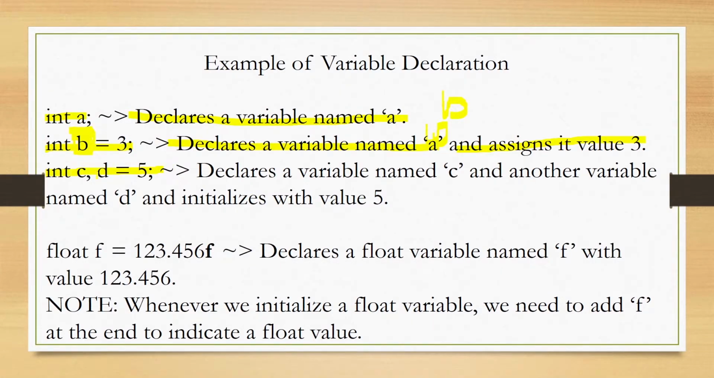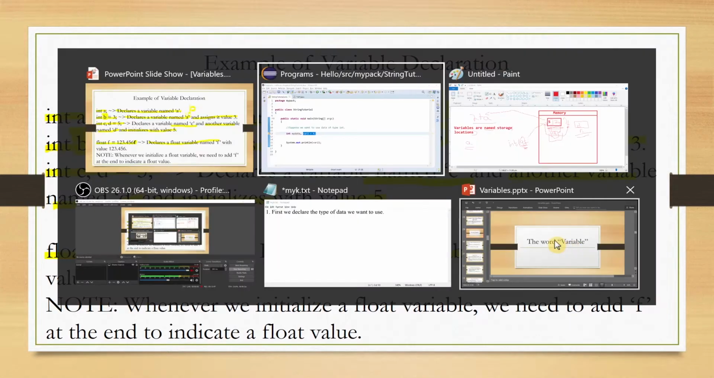So this is a similar example. It declares a variable named c and another variable named d, and initializes d with the value 5. Now let's take a look at the declaration of floats. So float f equal to 123.456f. This f is important. We have seen it in the data types, so let's see it again.